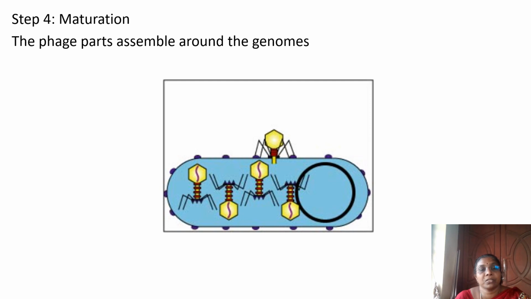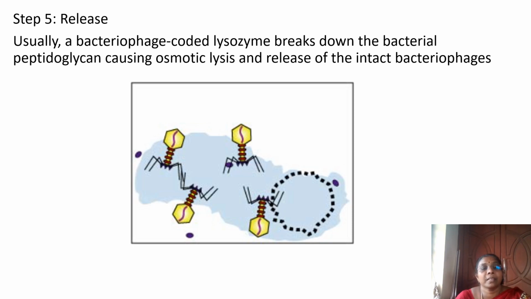The fourth step is maturation. After the synthesis of the viral genome and its structures, the different parts of the virus that were synthesized come together and are assembled around the viral genome. This process is called maturation or assembly. Then, after the formation of the new viral particles, the bacterial cell wall breaks and the release of new bacteriophages takes place. This step is called the release phase, and this is the final step in the lytic life cycle of reproduction.